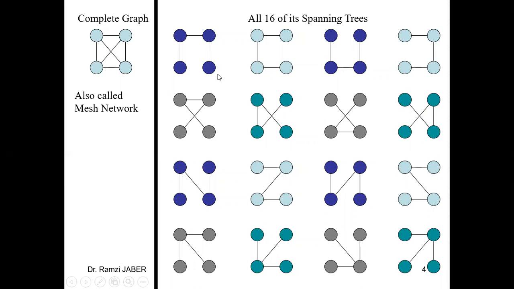We have different combinations. If we have this example mesh network, each node connected to all the others, we have 2^4, 16 spanning trees. Okay?